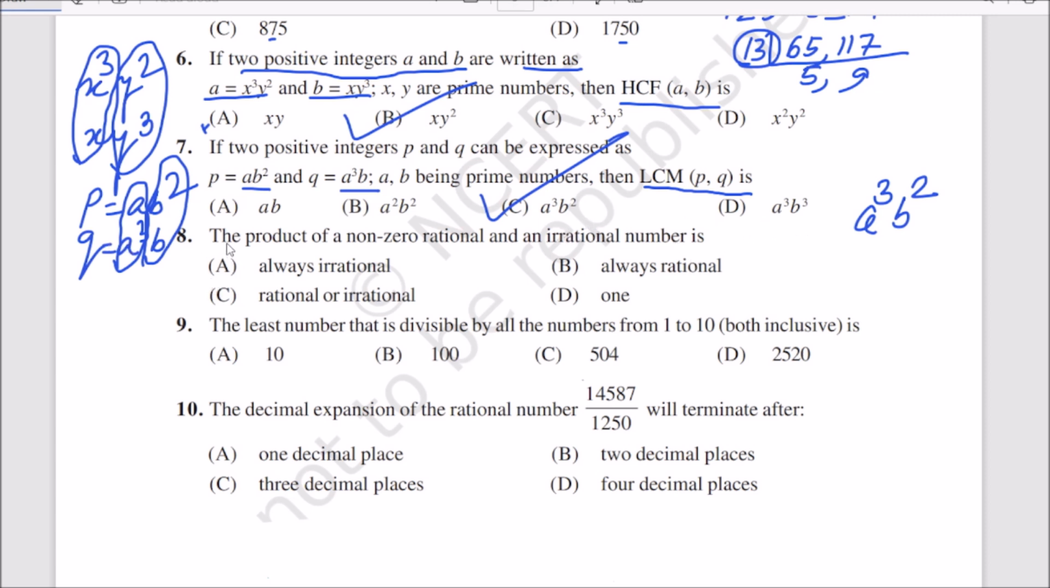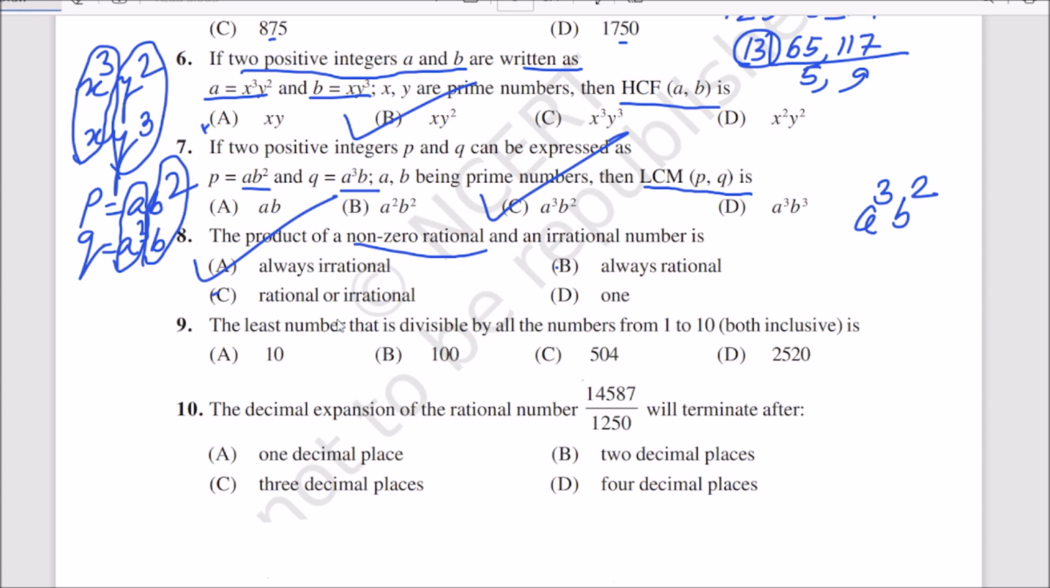Now coming to question number 8. The product of a non-zero rational and an irrational number is always irrational, always rational, rational or irrational, maybe anything, or 1. If it is a zero rational, then you will get 0, which is a rational number. If it is a non-zero rational, then the product will be always irrational. So A is the answer of this question.